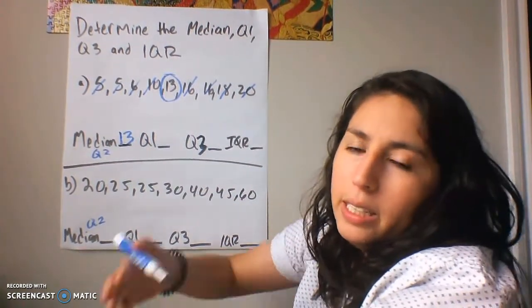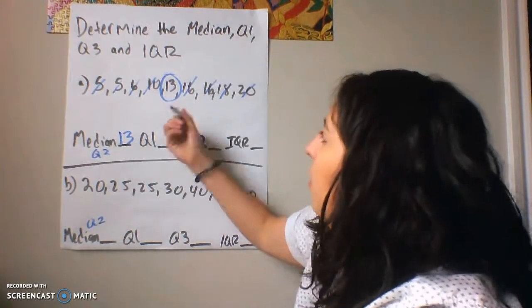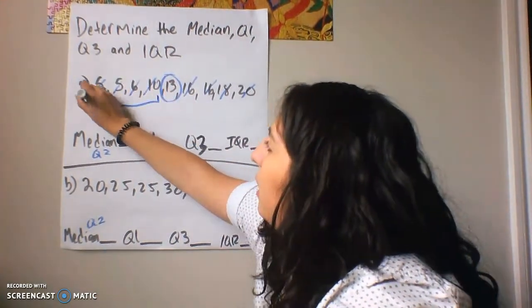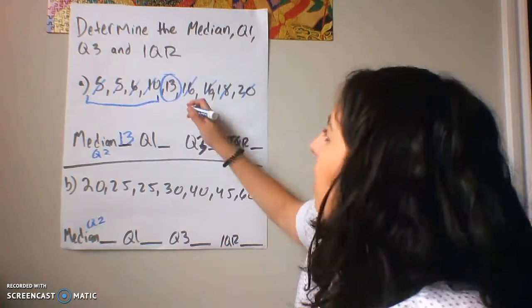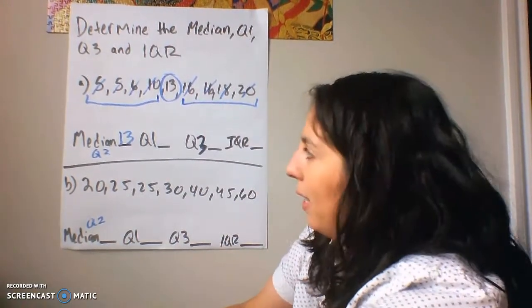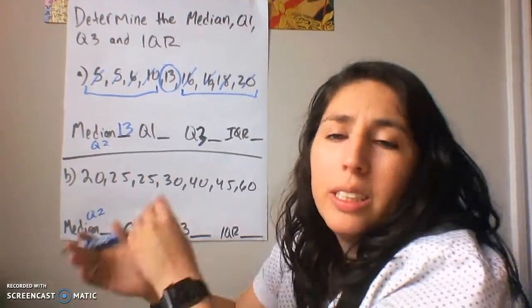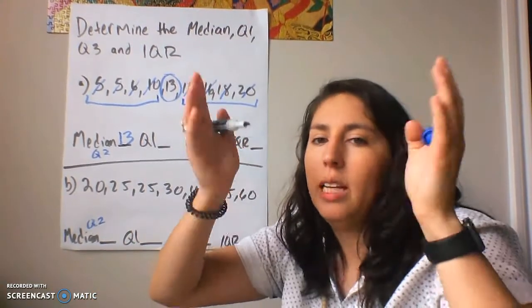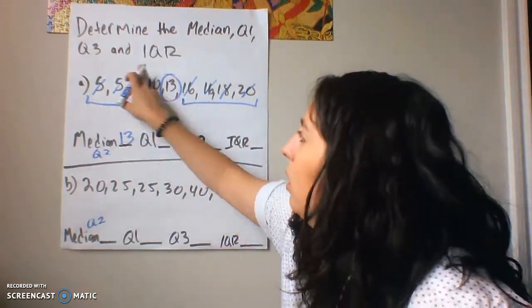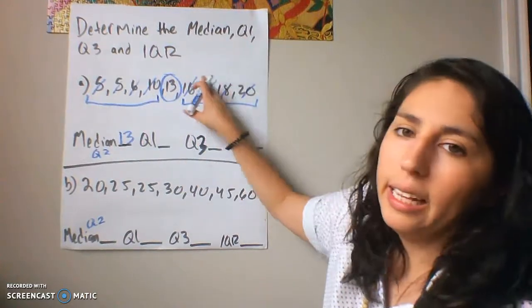Okay. My median splits the data in half. So I have half of the data at the beginning, bracket, half of the data at the end, bracket. So now I do the same process, cross out, cross out, cross out, cross out, but only in the first half and in the second half.